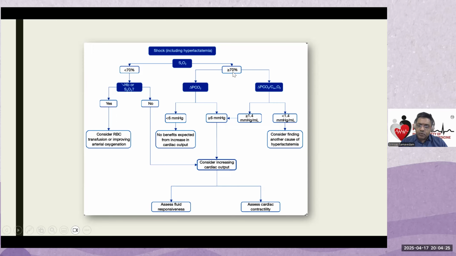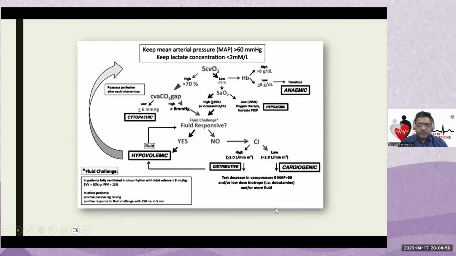But if you have more than 70%, you can look at the ratio of the delta PCO2 to the arteriovenous oxygen content, and you can find out whether there are other causes of hyperlactatemia. And either way, if you want to increase the cardiac output, you could assess for fluid responsiveness by looking at stroke volume variation, or you can assess cardiac contractility by echocardiography.